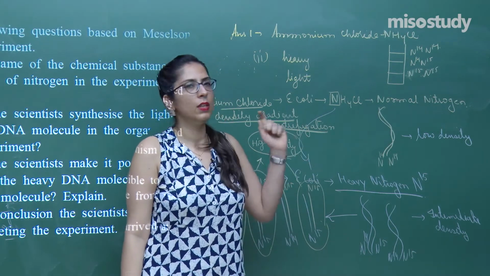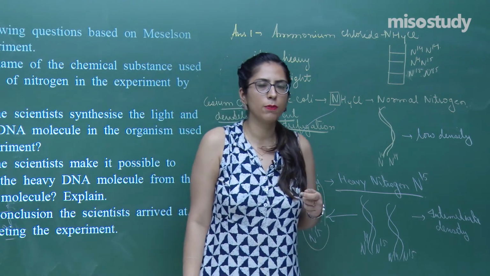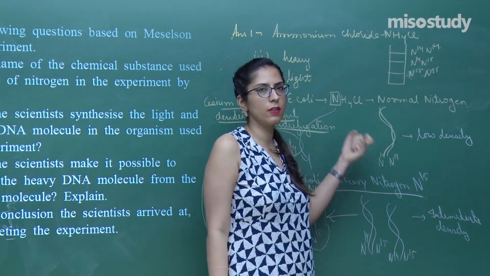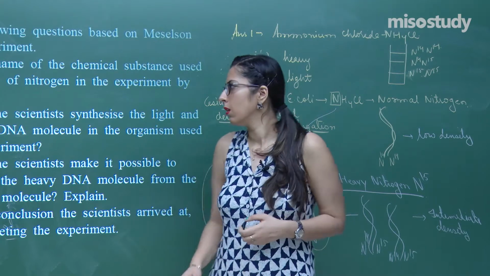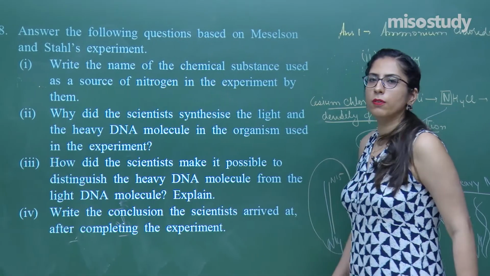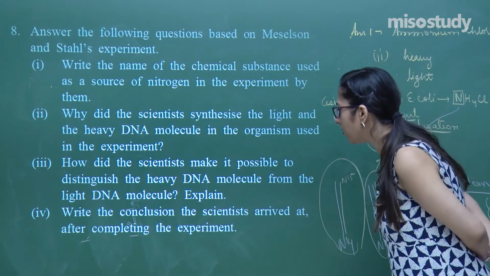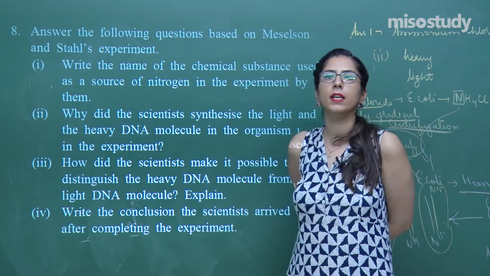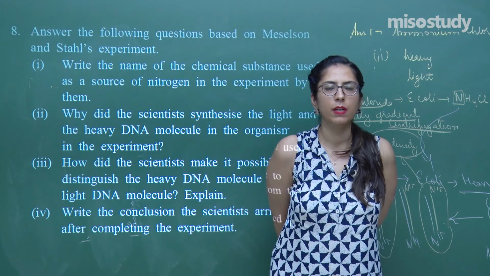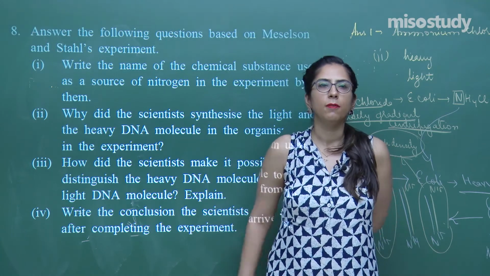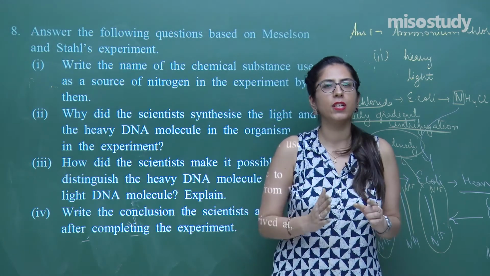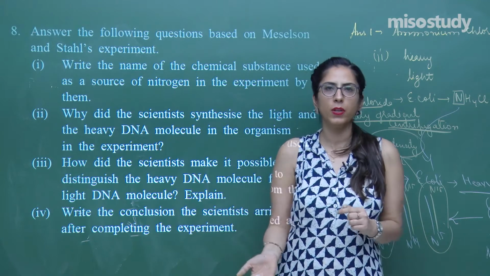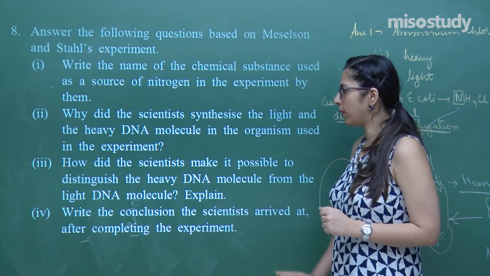Obviously, we have used the heavy nitrogen, an isotope of nitrogen, that means they will be heavy, so that was present at the bottom. Now, come back to the 4th point, which asks to write the conclusion the scientists arrived at after completing the experiment. The conclusion was that DNA replication is semi-conservative: one strand of the DNA is from the parents, the other strand is newly synthesized. So, this was an experiment.